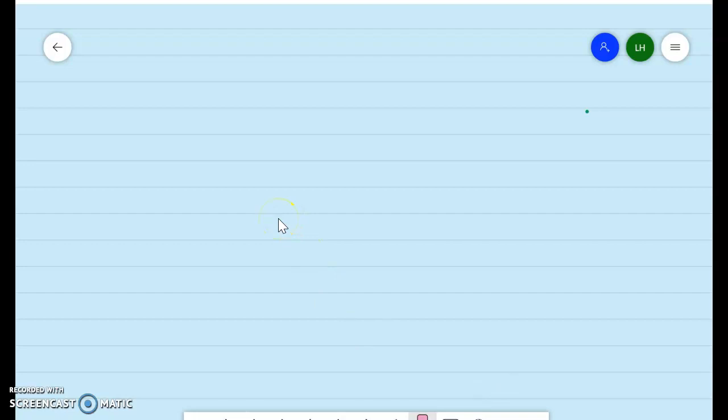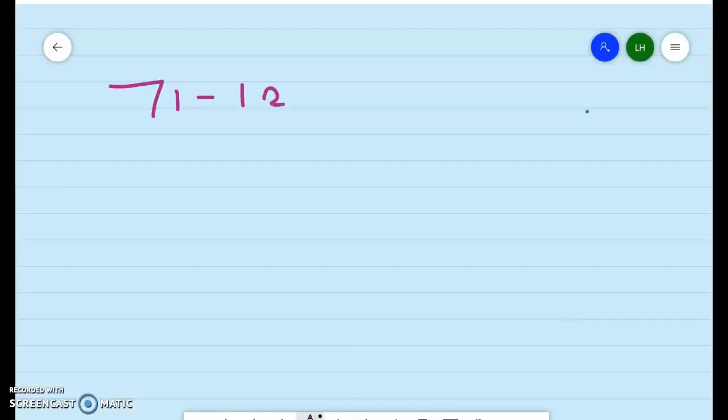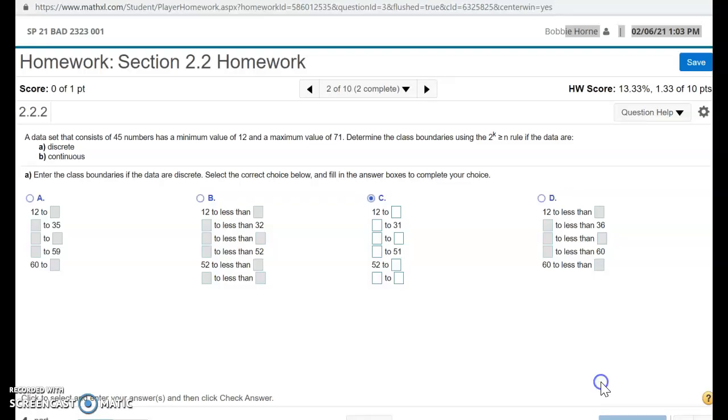And I believe we had 71 minus 12. And I've lost my pen, so I'm having to write with my finger right now. Divided by our number of classes, I think it was 6. So if we do that, we will get 9.8. So we're going to round that to 10. So our width is 10.